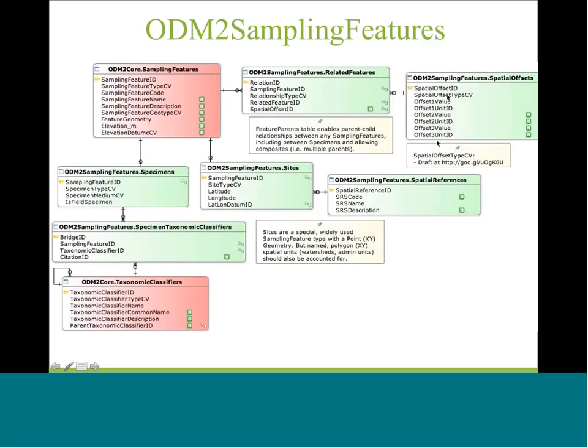Spatial offsets was a concept that was in ODM1, but not as generically implemented with as many possibilities. So a spatial offset type could include depth. So offset 1 value would be the depth in meters or centimeters. So you could get an idea of how deep you collected that soil sample at the site from.